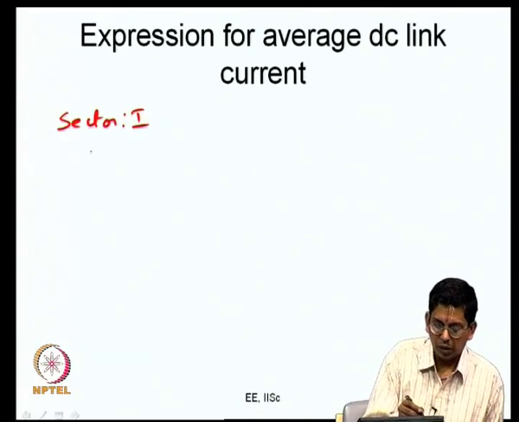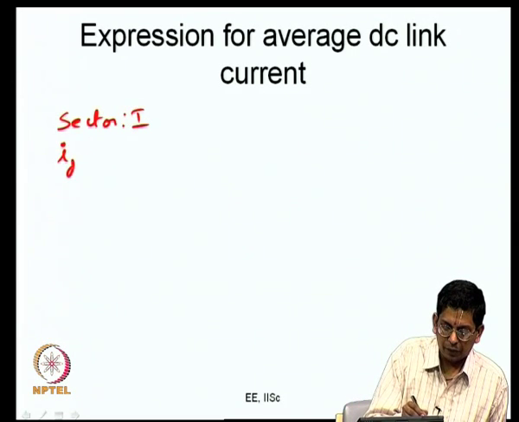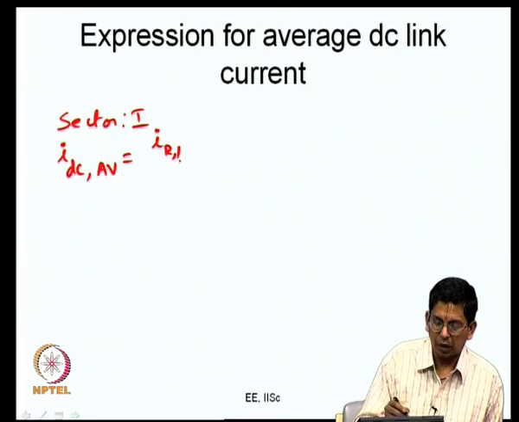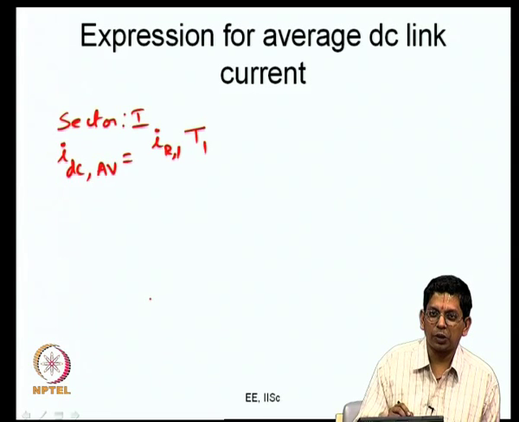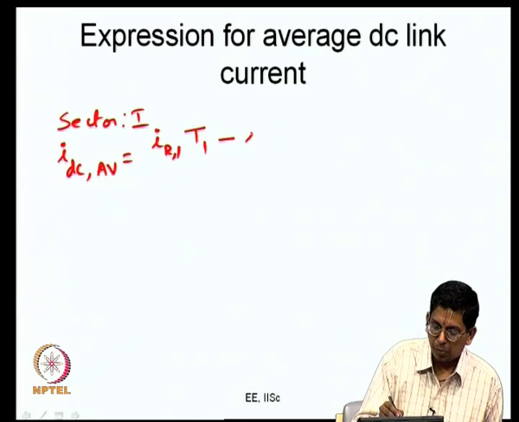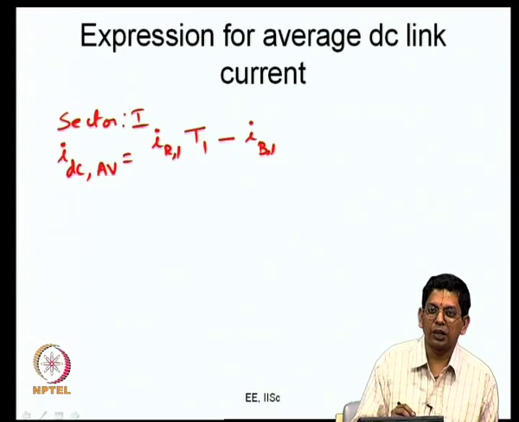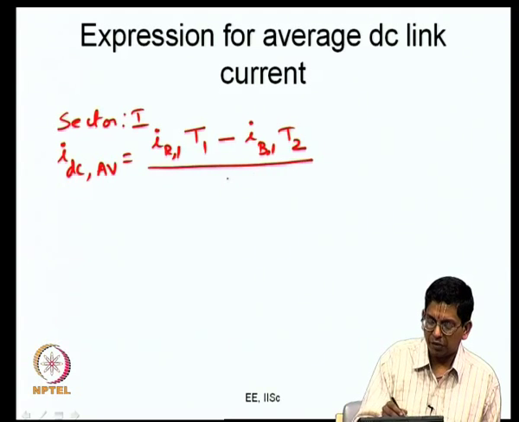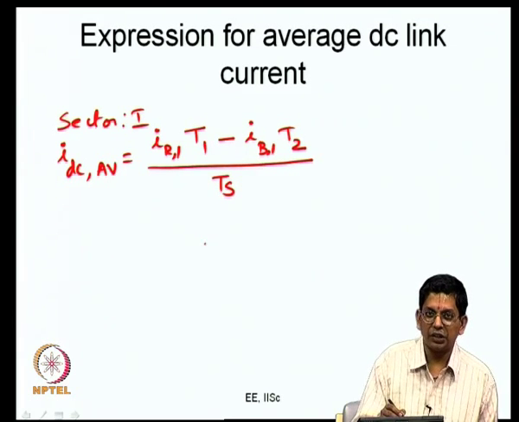So, we found that this IDC average is equal to IR1, that is the R phase fundamental component, multiplied by T1, that is the time for which the active vector 1 is applied, then minus IB1, which is the fundamental component of B phase current, multiplied by T2, and the whole thing divided by Ts. Why are we doing it like this?